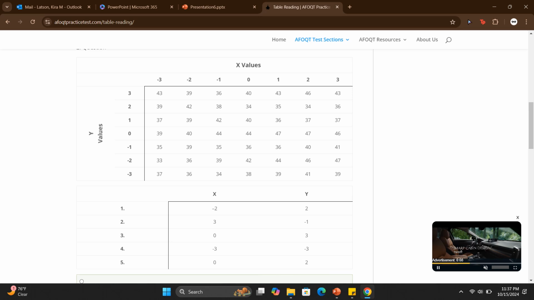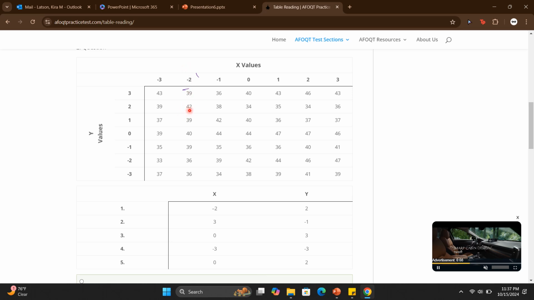I'm forgetting that you can't see my pointer. Okay, let's continue. So we have -2, 2, which is... okay, do this. Can you see this? This is a cool one.